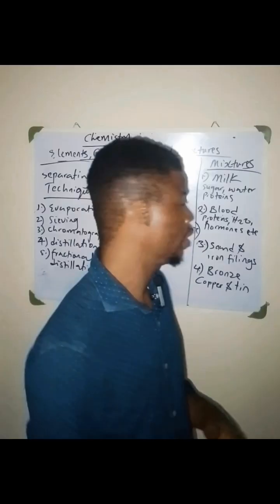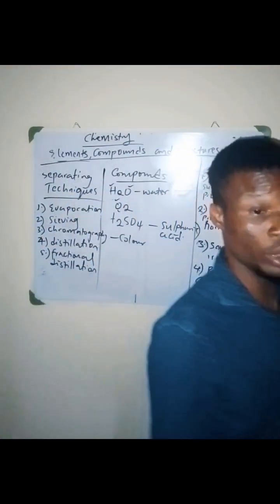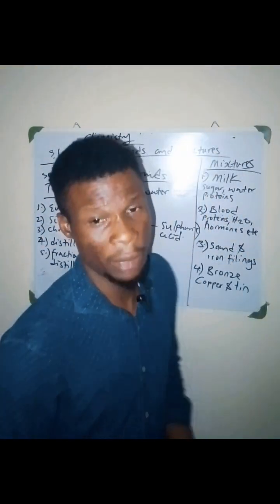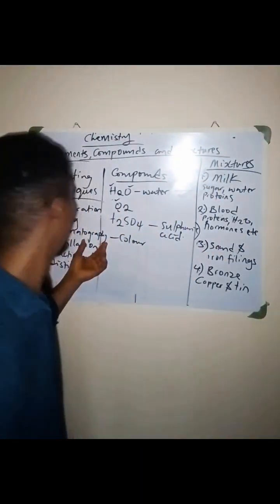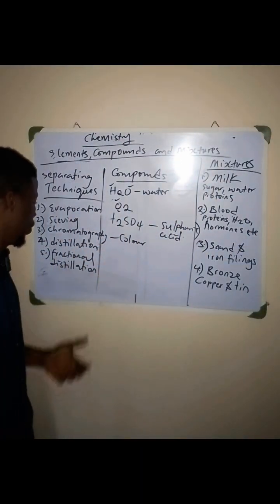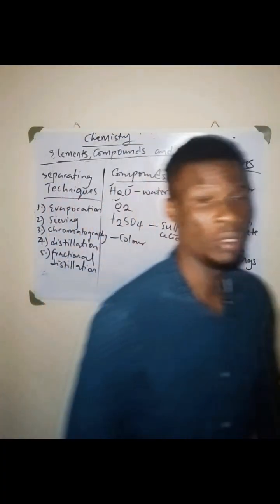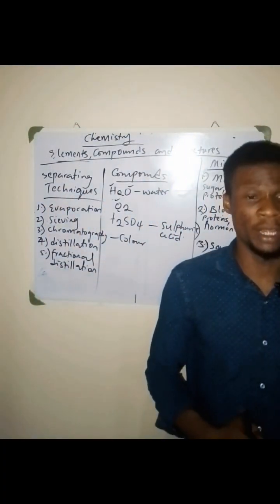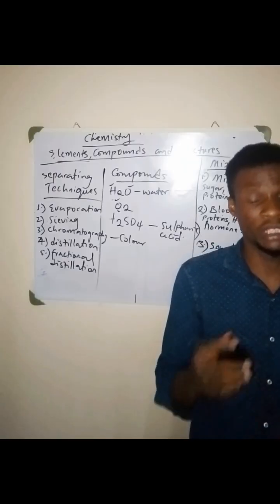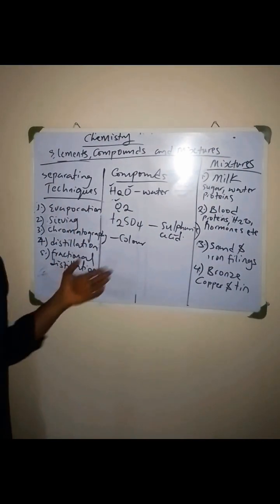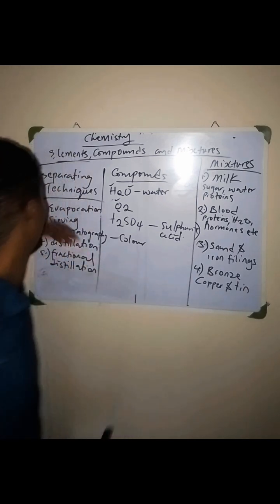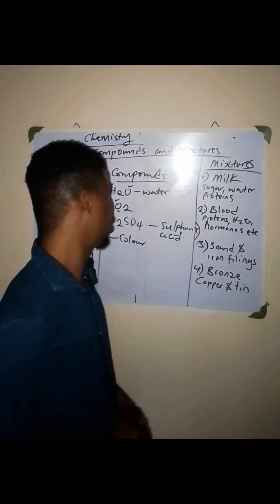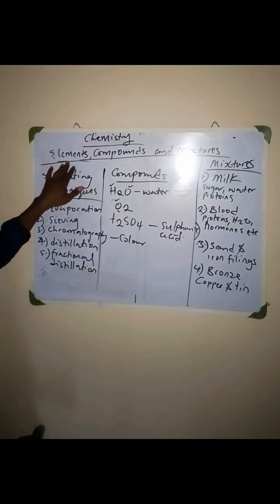Distillation, you can use it to separate a mixture of two liquids that are miscible, for example ethanol and water. Fractional distillation is applicable in the separation of oil, separating the different oil fractions. It is mostly used in industries, in oil industries, to separate mixtures. So these are the different separating techniques that we can use to separate mixtures. Now we know the difference between elements, compounds, and mixtures.